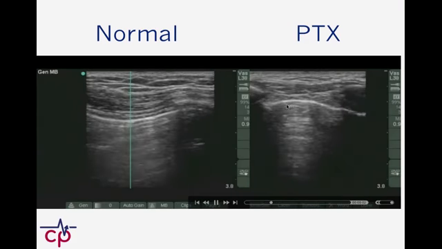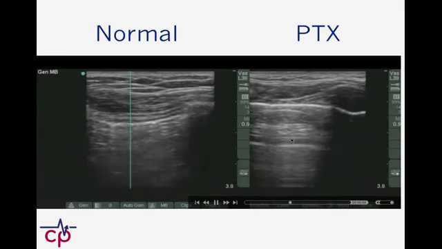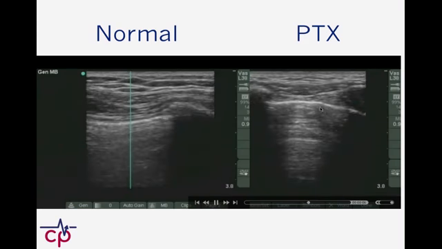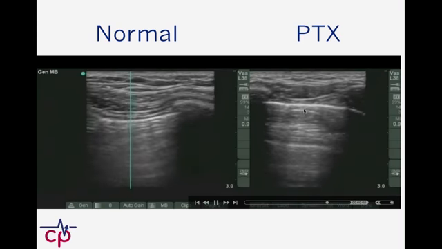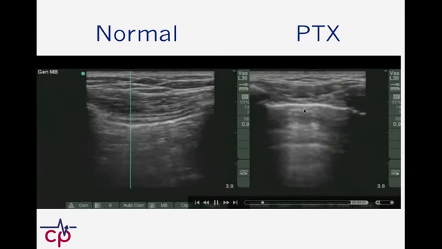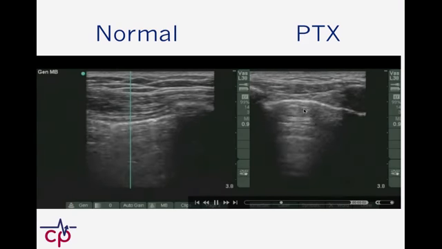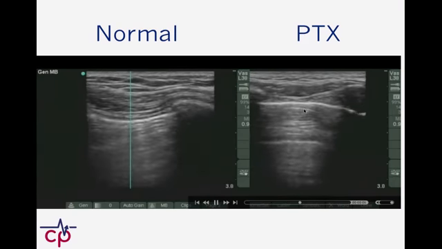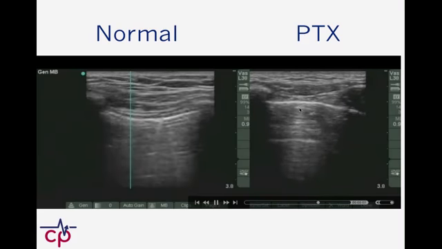But what's going on is basically because this guy has no lung immediately under the pleural surface, there's no artifact that we're seeing. There's no ultrasound generated artifact that would be representing somebody's pleura sliding against one another. And so this is what a pneumothorax looks like on ultrasound.